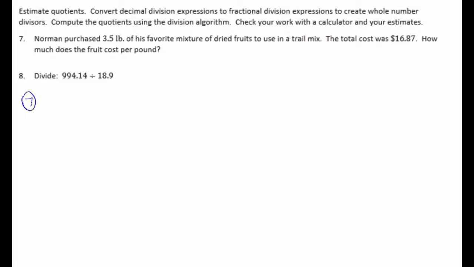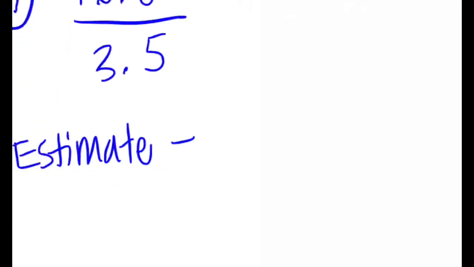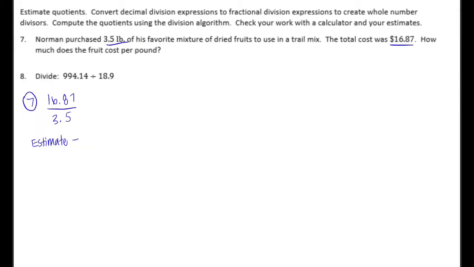So number 7, we want to know how much the fruit cost per pound. The total cost was $16.87, and he bought 3.5 pounds, so we're going to divide that by 3.5 pounds. Let's start with an estimate. 16 and 87/100. I'm thinking of something I can divide easily. 16 and 3.5, that's close to 4. Let's do 16 divided by 4. So my estimate is 4.